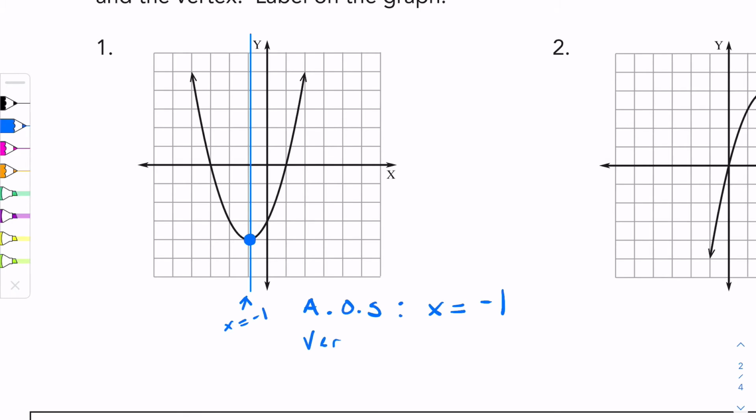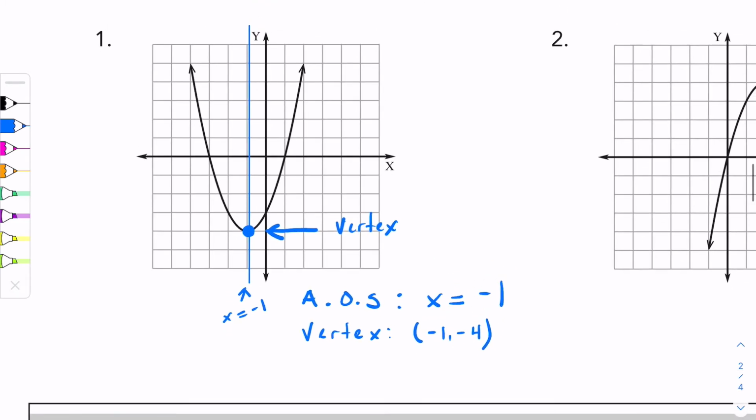The vertex is what I just labeled. The vertex is right here. It is the point where the graph changes direction. In this case, this vertex is at -1, -4. That's the ordered pair of where the point is found.